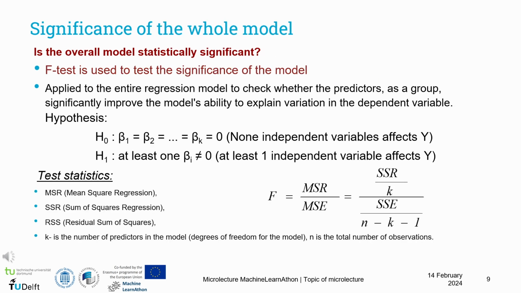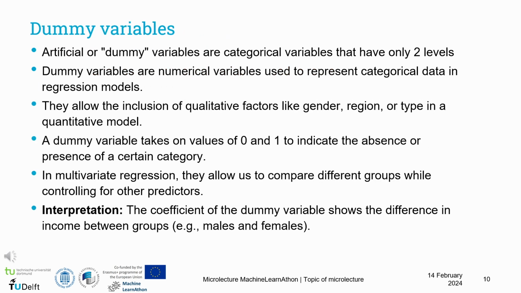To assess the overall significance of the regression model, we apply the F-test. This test checks whether all the predictors taken together contribute meaningfully to explaining the dependent variable. A high F statistic suggests that the model provides a better fit than one with no predictors, meaning at least one independent variable has a significant effect.